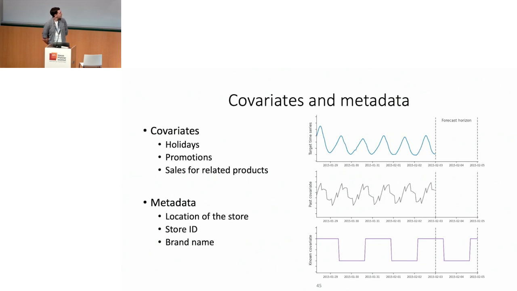And by combining all this, AutoGluon can actually solve forecasting problems that contain all this different information, consisting of multiple time series with different covariates and metadata.